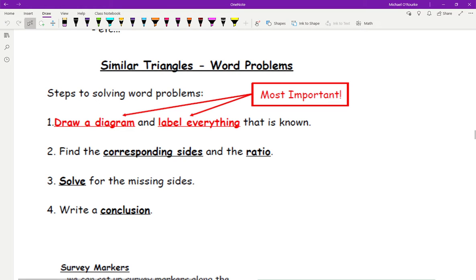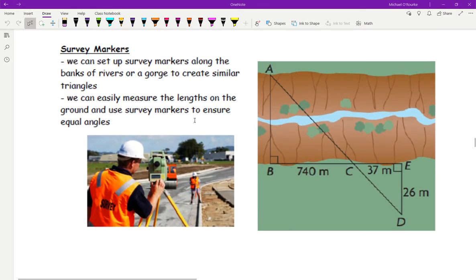Okay? Let me get this set up here. Oops. Oh, shoot. 1 second. More triangles. Word problems. Not what I wanted. There we go. So, I'm actually going to skip through this one.